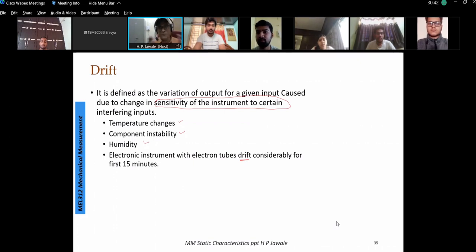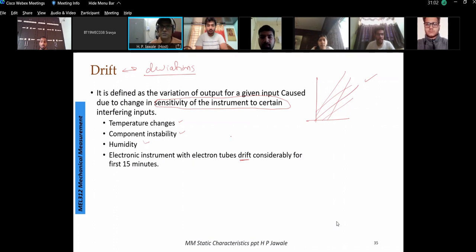So drift is nothing but deviation. The simple synonymous word is deviation. Now, deviation in the characteristics from the ideal one. What is the ideal characteristic we desire for most of the linear instruments? It should be this one. It is going to drift. Either it will shift up, or it will shift down, or it will have some other thing here like that. So it is a drift or a deviation.